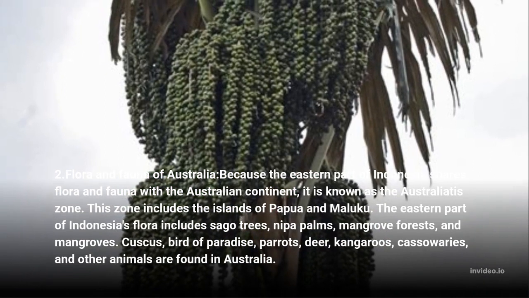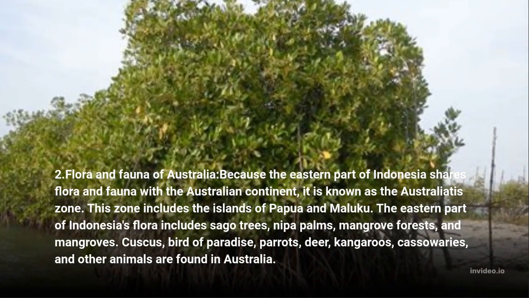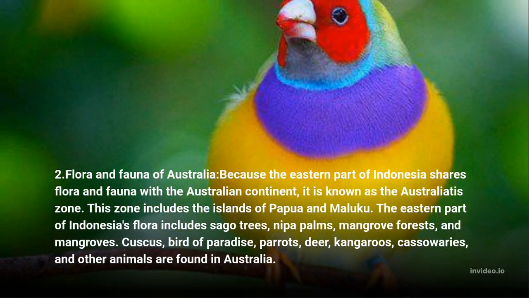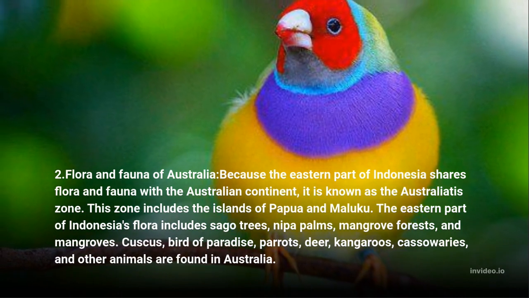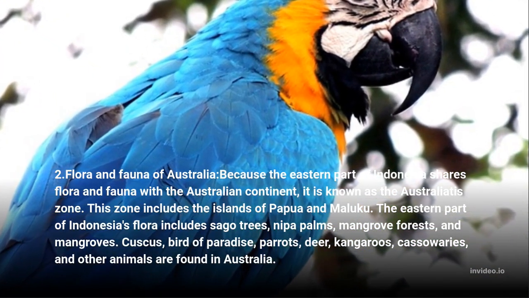The eastern part of Indonesia's flora includes sago trees, nipa palms, mangrove forests, and mangroves. Cuscus, bird of paradise, parrots, deer, kangaroos, cassowaries, and other animals are found in Australia.